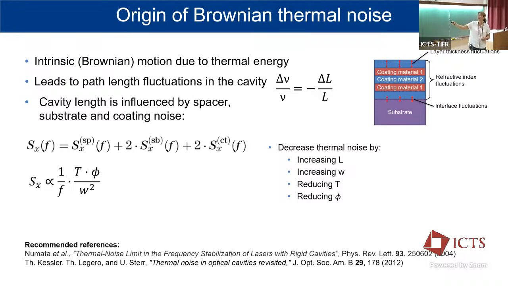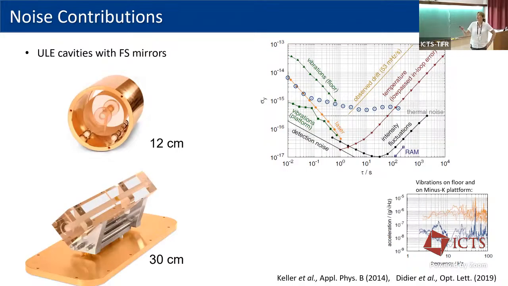By increasing the length of the cavity, increasing the waist of our laser beam that we send into the cavity, reducing temperature, ultimately going cryogenic, and reducing phi, which is basically the instability of the material, the elasticity. So you need a very high quality factor. If you use a crystal which has a high stiffness, that gives you the best low noise. If you have a very soft material, you will also have a lot of thermal noise. So easy to say: choose the right material and follow these parameters.